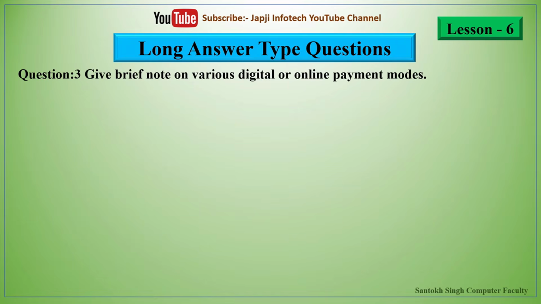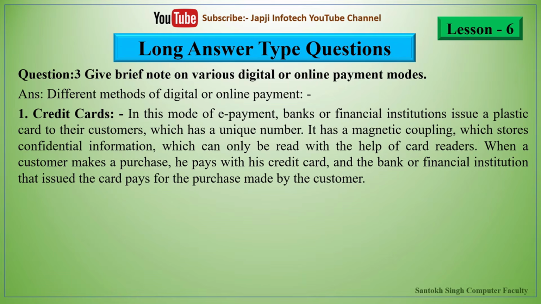The third question is, give a brief note on various digital or online payment modes. So different methods of digital or online payment are, the first one is credit card. In this mode of e-payment, a bank or financial institution issues a plastic card to their customer which has a unique number. It has a magnetic strip which stores confidential information which can only be read with the help of a card reader. When a customer makes a purchase, he pays with his credit card and the bank or financial institution that issued the card pays for the purchase made by the customer.